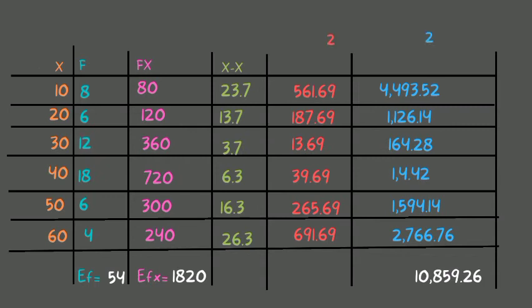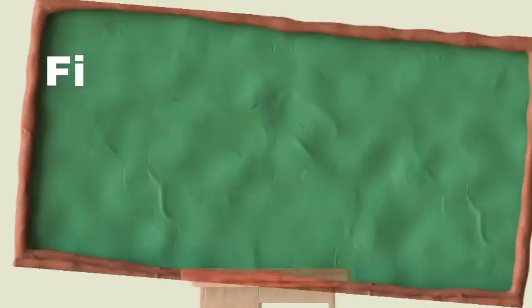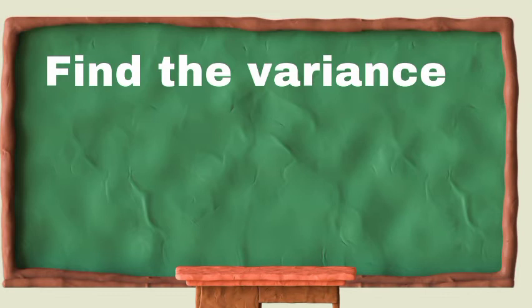The next thing here is to find your f times x minus x-bar squared. That is f times x minus x-bar squared. That is 8 times 561.69, which will give you 4493.52. You do it like that, then you get your total answer.